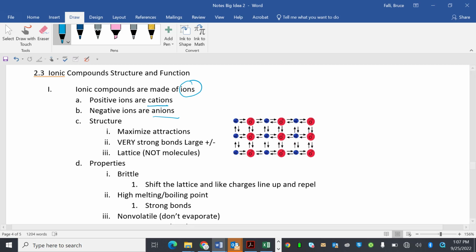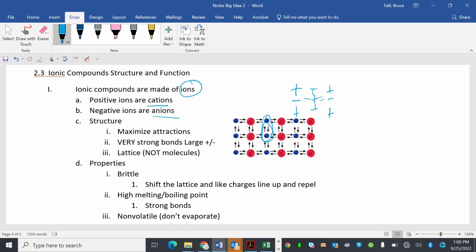Structure. The idea is you arrange it so that, see, this structure has issues, right? I got two positives next to each other. It doesn't work. So typically what you'll see is positive, negative, positive, negative, positive, negative. And see how all of these things are attracted to each other. And then slam that into a little three-dimensional thing. So you've got this super strong lattice. All right, so it's very strong.